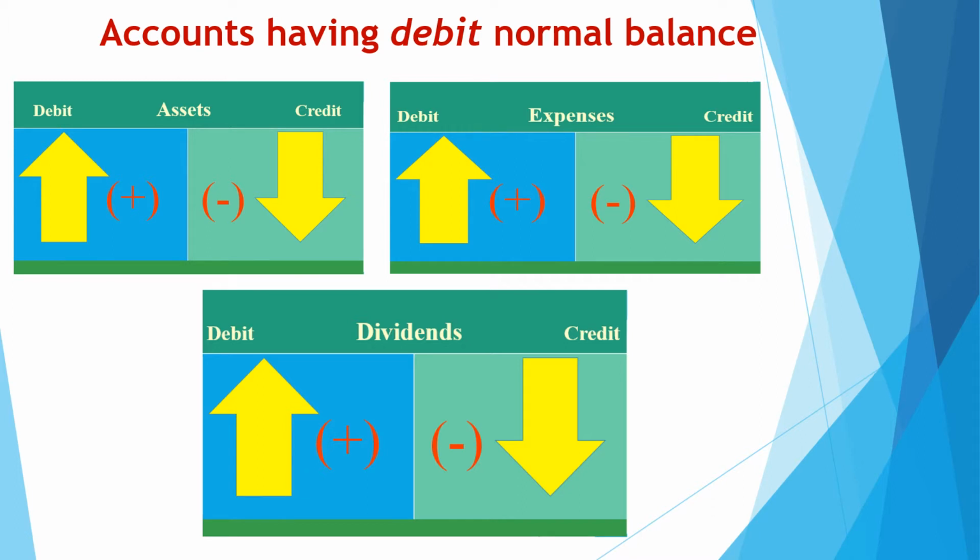When we say assets have a debit normal balance, this means that all assets have a debit normal balance, whether these assets are current assets or long-term investments or PPE or intangible assets. And this is for expenses as well, for salaries expense, for utilities expense. All these accounts have a debit normal balance, and this is for dividends as well.